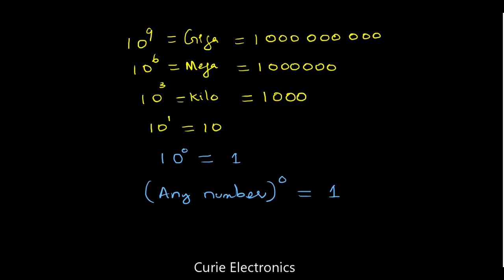Also, if we take 2 to the power 0, what is 2 to the power 0? This is equal to 1. Or we can write x to the power 0, where x can be any number, which is equal to 1.